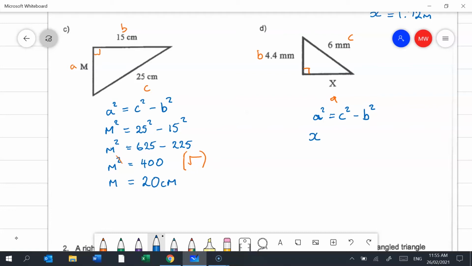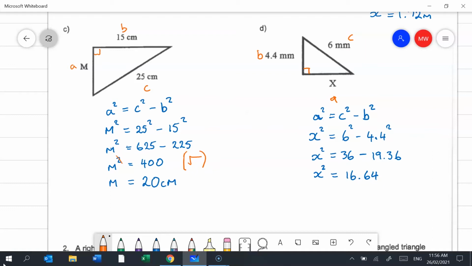A has become an x. C has become 6, and B has become 4.4. So we've got x squared equals 36 minus 4.4 squared, which is 19.36, which leaves us with x squared on the left and 16.64 on the right.